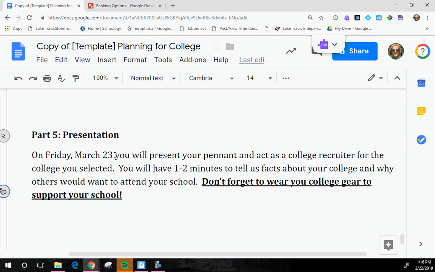Also, you get extra points if you wear college gear to support that shows your school. And wouldn't it have been fantastic if I'd have worn a Tarleton hoodie today? Wouldn't that have been great? But nope, I didn't even think about it.